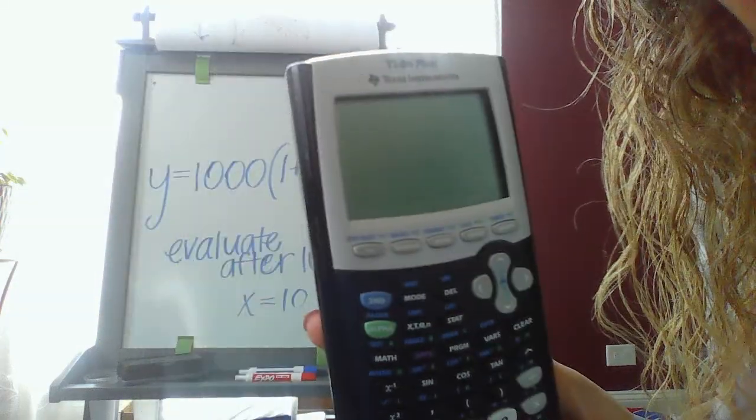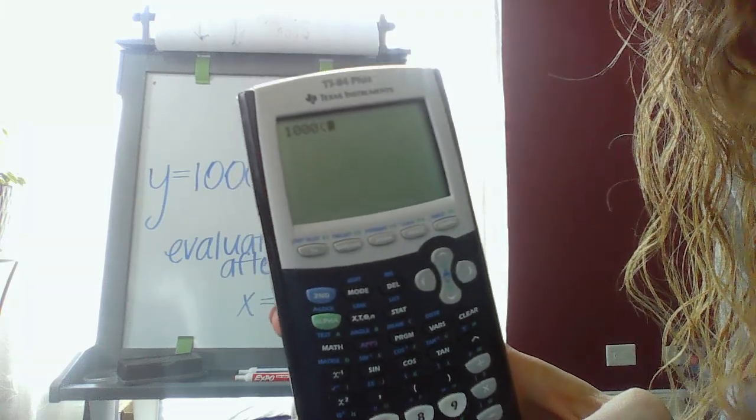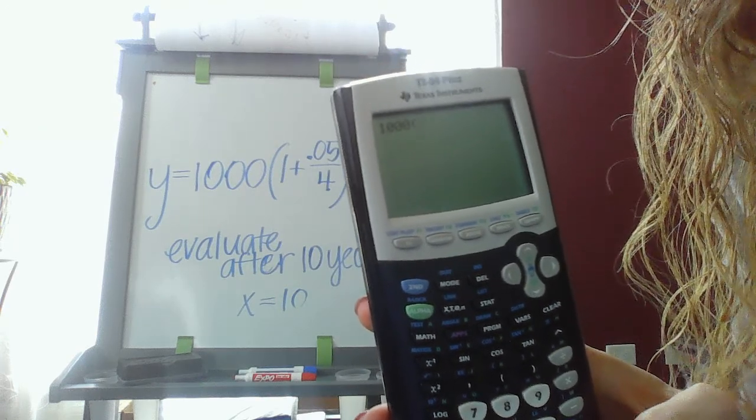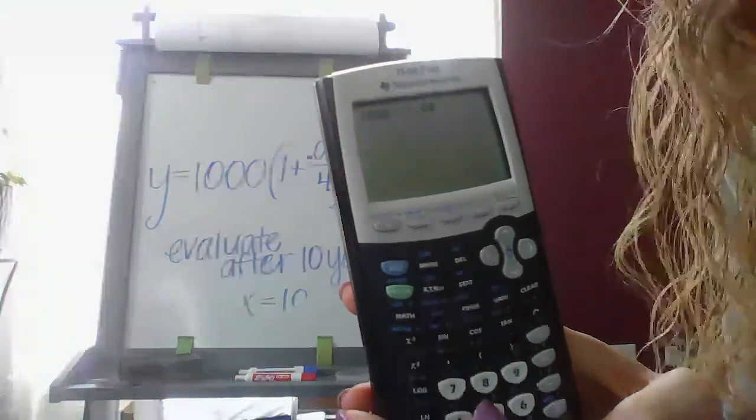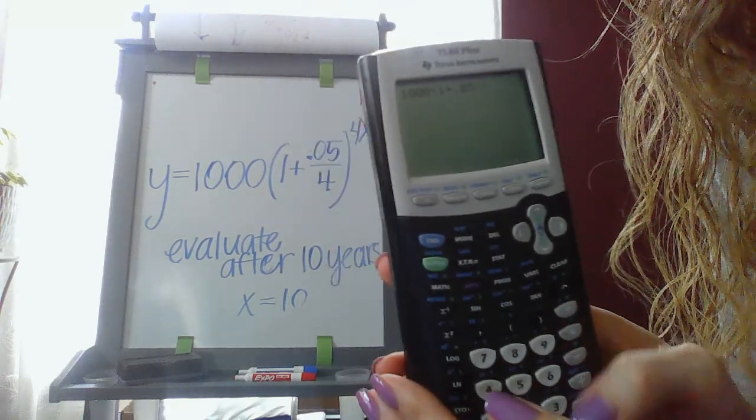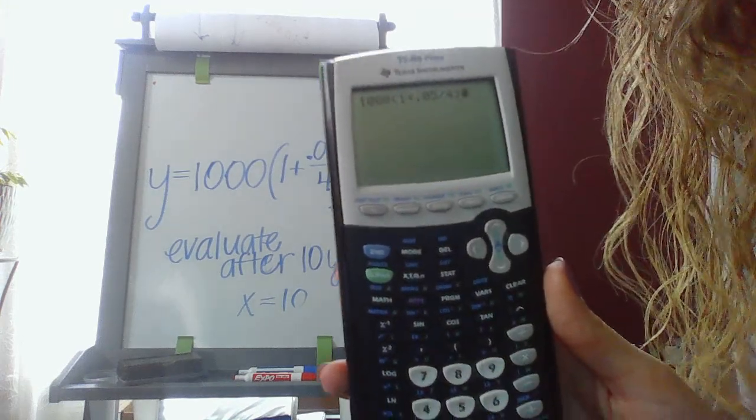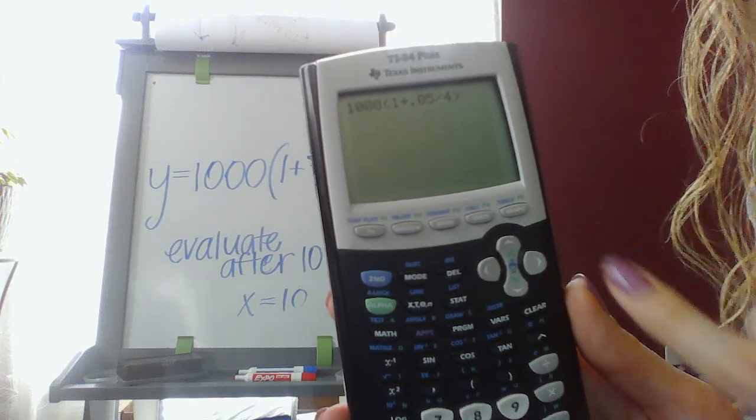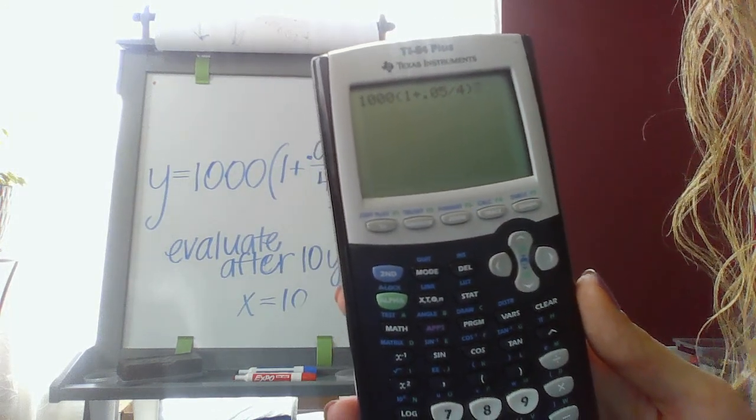Okay, so what we're going to be typing in is that 1,000. Let me get that equation there. So 1,000, and type it just like we see, parentheses. And then you see it was 1 plus, so we're going to type 1 plus, and that 0.05 divided by 4, end parentheses. Now we don't have to worry about order of operations, because the calculator knows PEMDAS, and it's going to do that dividing before it adds to the 1, because that's just our order of operations.